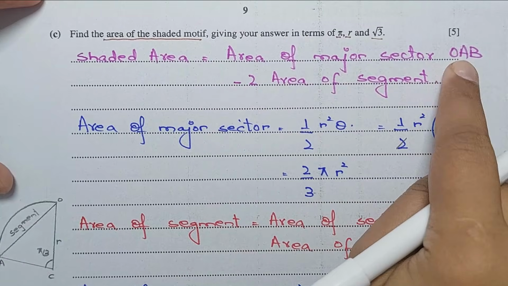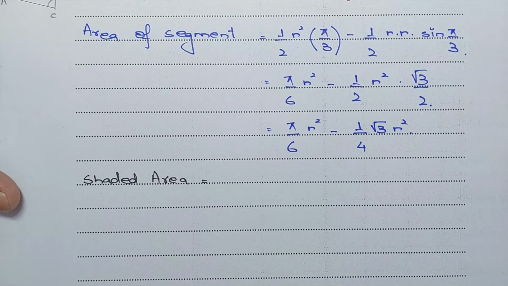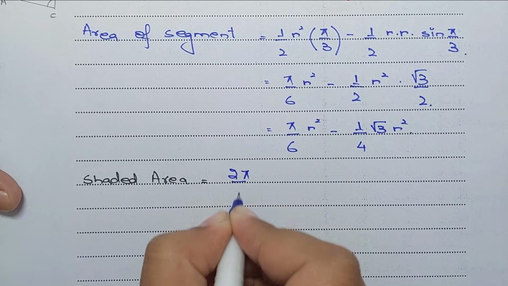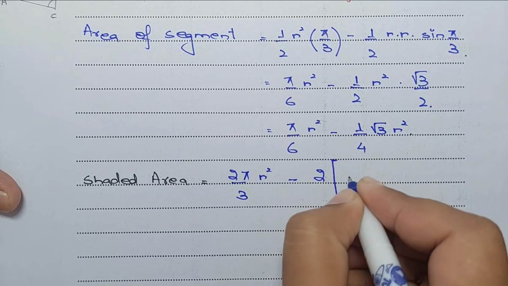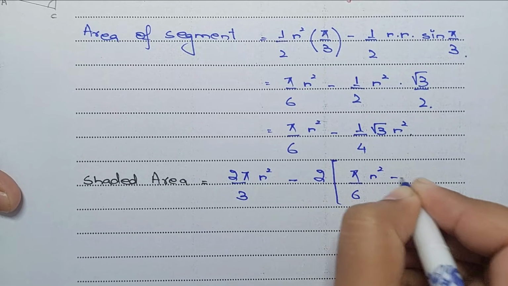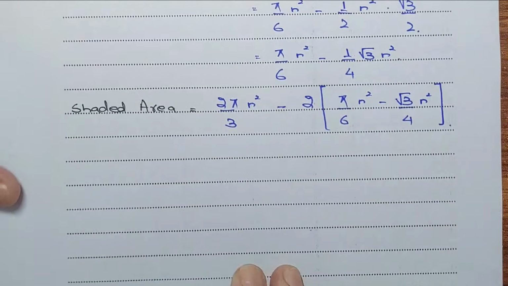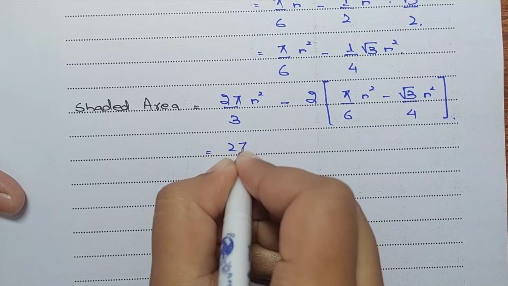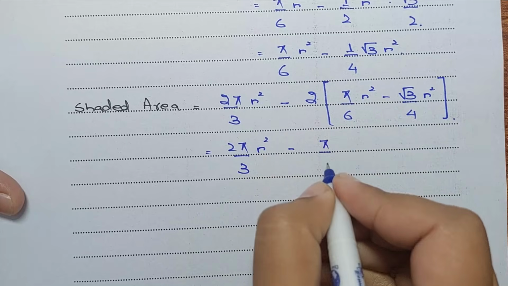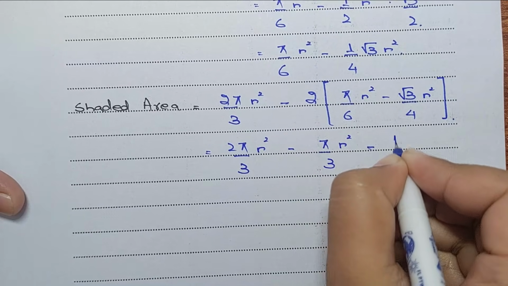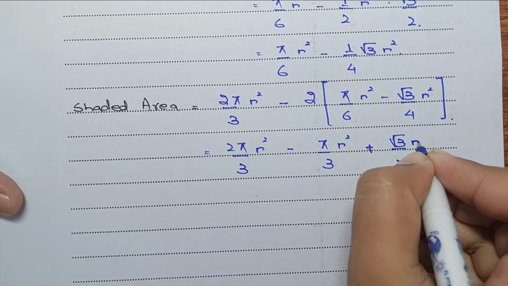First thing is the area of the major sector AOP. This is the area of the major sector. Let me write this down, which is 2 pi over 3 r square minus 2 times the area of a segment, which is pi by 6 r square minus root 3 over 4 r square. So here, 2 pi over 3 r square minus pi over 2 times 1 is 2, 2 times 3 would be 6 r square, minus root 3 over 2 times 2 is 4 r square.